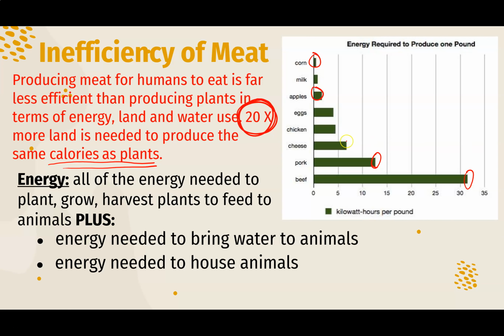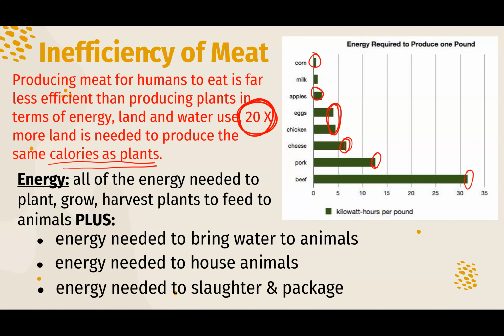But if you see, cheese is high because, remember, cheese comes from milk, which comes from cows. Chicken and eggs are similar because typically one chicken can lay many eggs, but you still have to keep that chicken alive. So it's very interesting how all of these energy uses work. And you don't think about it until you see a chart like this. And then, of course, there's energy needed to slaughter the animal and to package it. And these processing plants are bigger than you can imagine. I mean, we don't have any here on Long Island, but if you go out to the Midwest, these things are humongous.